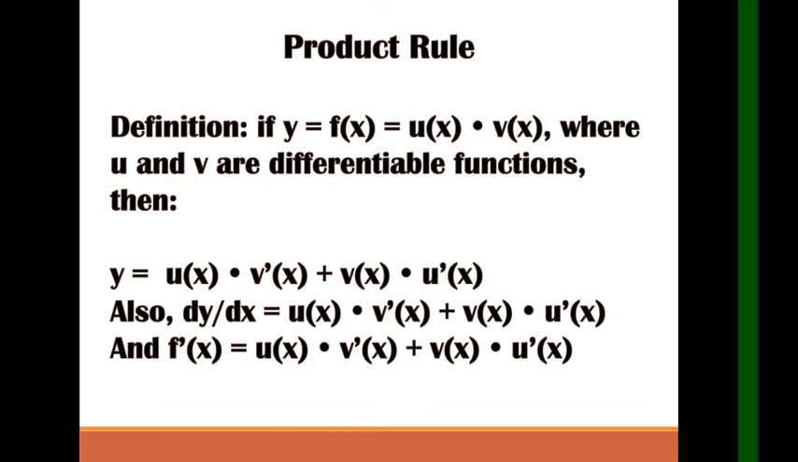If y is equal to f of x equals to u of x times v of x, where u and v are differentiable functions, then, may kulang dito. This should be derivative. So there should be a derivative symbol here. Sorry. So there should be a derivative symbol here that may derivative yan.